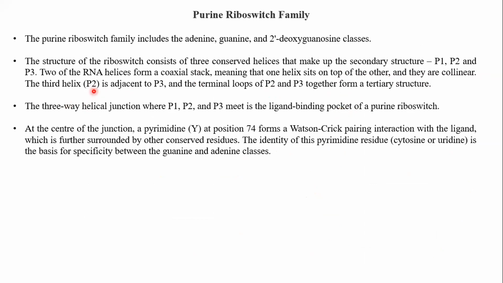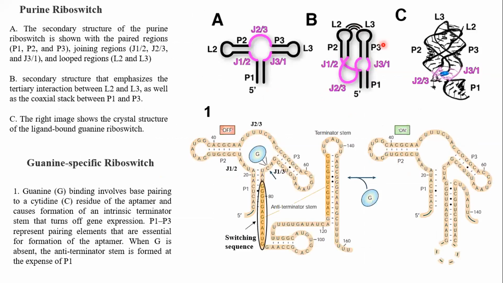The third helix P2 is adjacent to P3, and the terminal loops of P2 and P3 together form a tertiary structure. So here is that tertiary structure where loops 2 and 3 are interacting, and this joining region 2, 3 is placed in such a way that it is upon this joining region 1, 2. This particular structure is required to bind to a ligand. The ligand should interact with the aptamer region, and this tertiary structure completely encapsulates it. Aptamer means fit, so the ligand should fit into the structure.